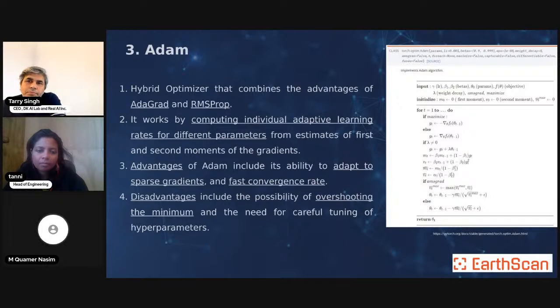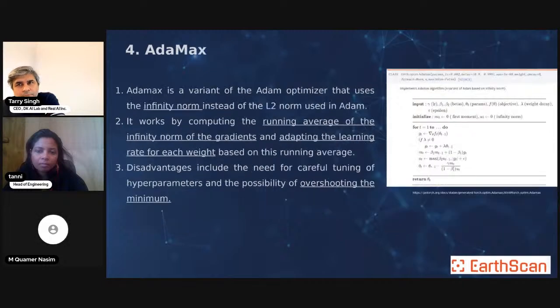If you are using a high learning rate, then it is very much possible that you might shoot out from the global minima. So again, you have to be careful with all the different small parameters that you are using in your model. And finally, this is the last optimizer that we will be discussing. It is similar to the Adam optimizer, but instead of using the L2 norm as in Adam, here we use the infinity norm. Hence the name Adamax.